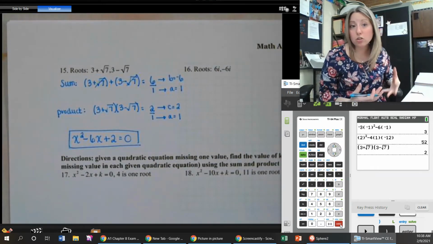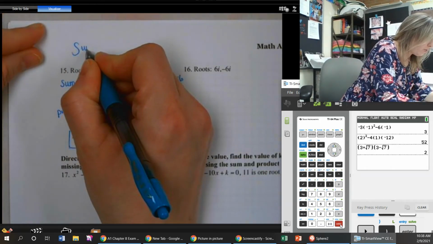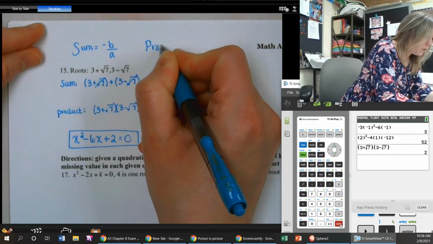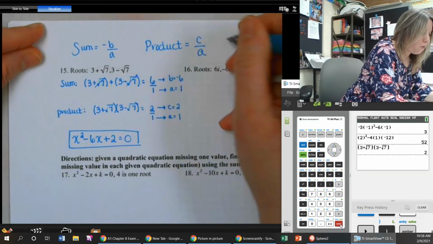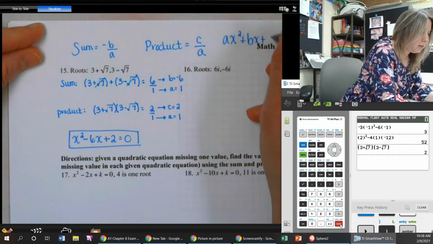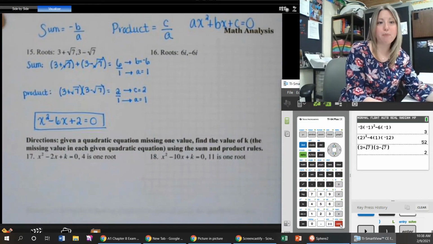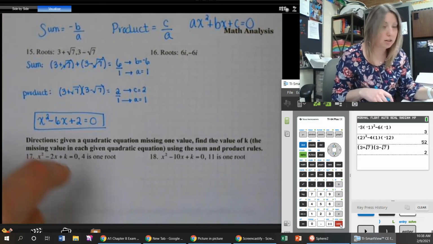Now, still using sum and product of the roots, and let me just reiterate them up here. Sum of the roots, remember, is negative b over a, and product of the roots is c over a in your standard form, ax squared plus bx plus c equals 0, okay? So that's just to reiterate what I've been using and I'm going to continue using right here.